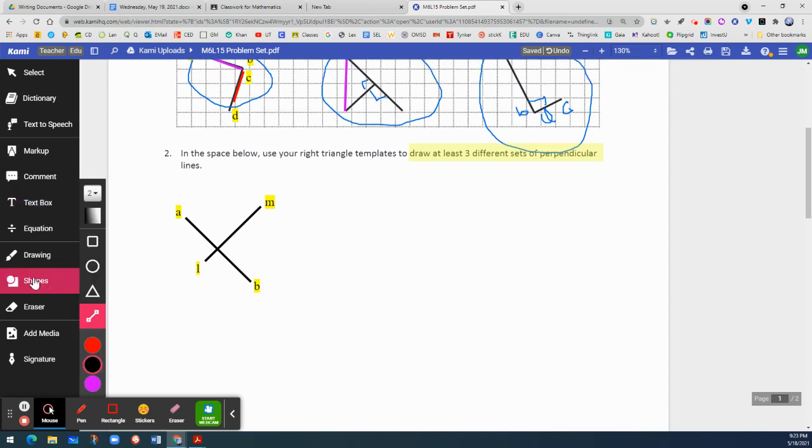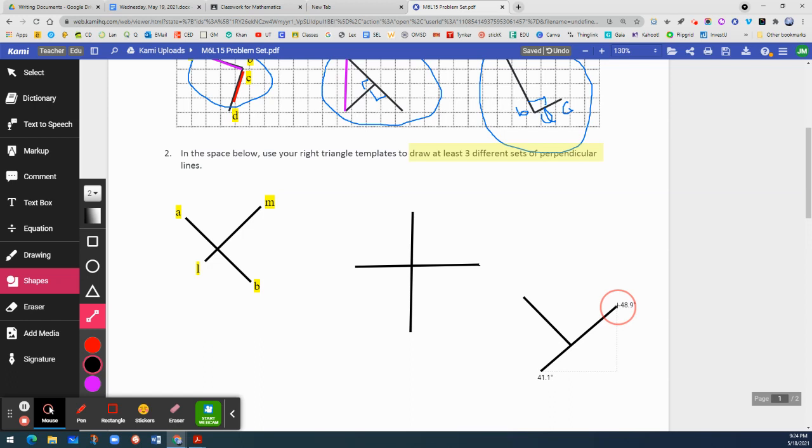They want us, on this assignment, to do 3. So how about we make one in this manner there, and let's see, 90. Okay, almost there. So that's perpendicular as well. So we need one more set. Can we do one this way? And just make the line across.